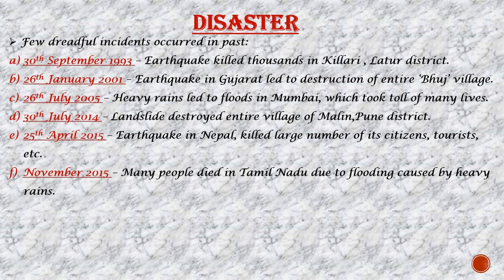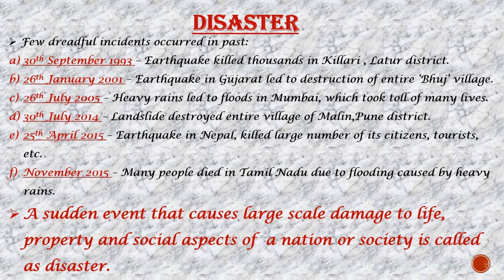On 25th April 2015, an earthquake occurred in Nepal, which killed a large number of its citizens, tourists, etc. And in November 2015, many people died in Tamil Nadu due to flooding caused by heavy rains. So students, due to these incidents, we can define disaster as a sudden event that causes large scale damage to life, property, and social aspects of a nation or society.